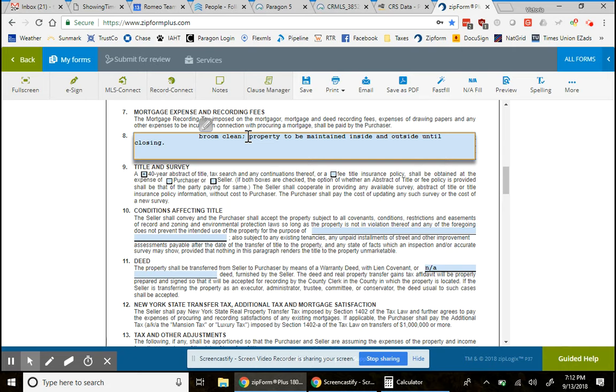Other things that you can put here, depending on the scenario. Say your buyer's putting 20% down or putting $100,000 down. It might be a good idea to write contingent upon property appraising at or above purchase price as specified in paragraph 5 of this contract. Okay? What does that do?